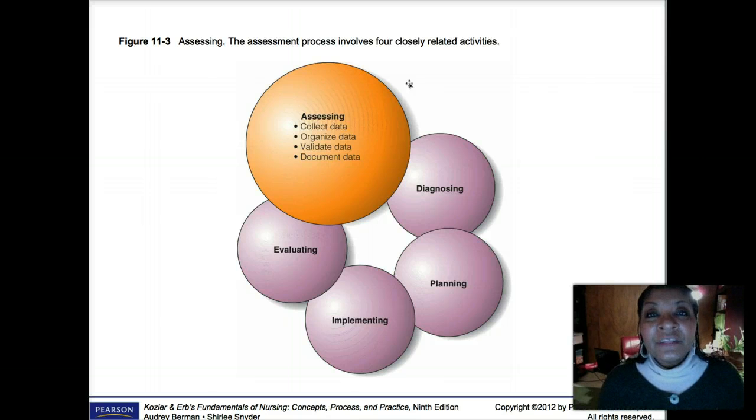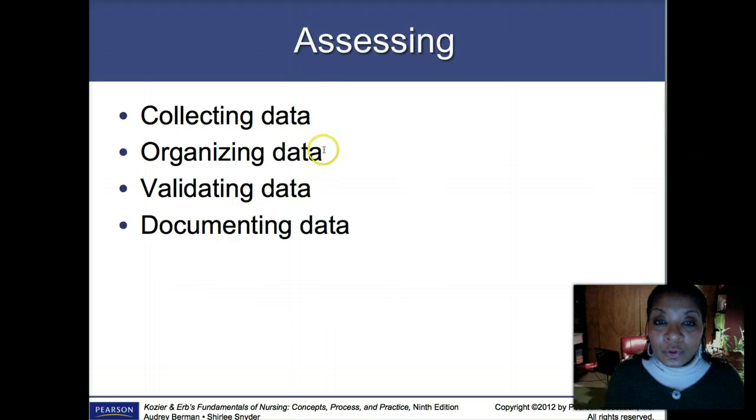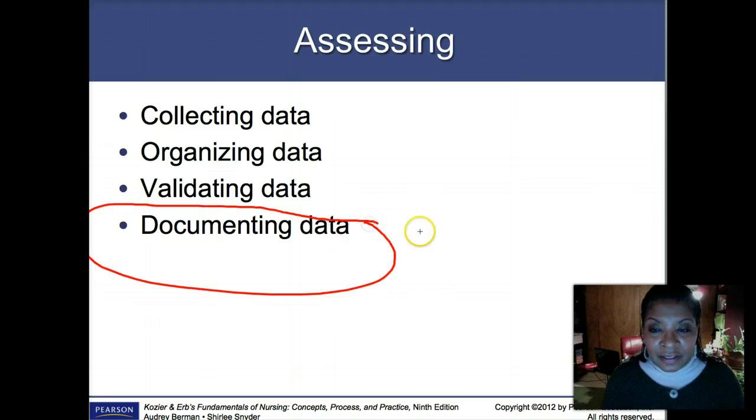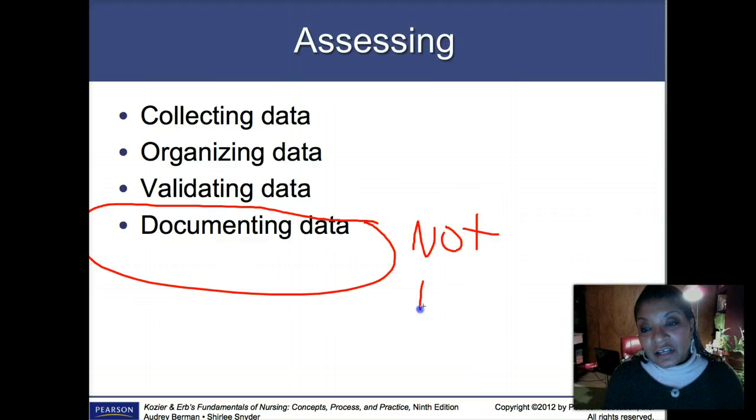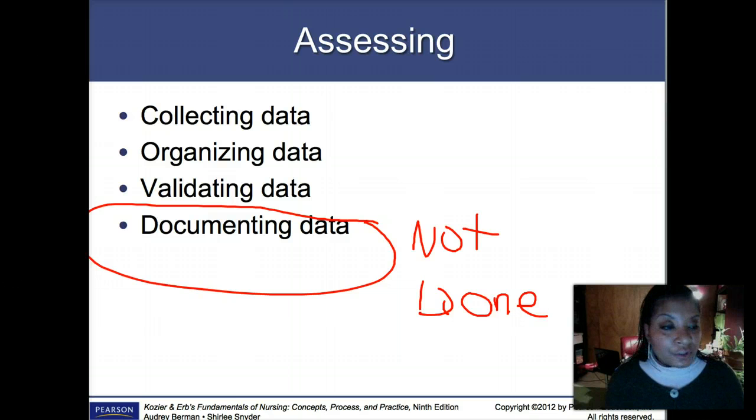So accuracy is important. Not anything will do when it comes to nursing. We have to be practitioners of excellence. You have to want excellence. It's really important to become detailed and excellent. So again, we collect, we organize, we validate, and we must document. Because remember, as I told you, if it's not documented, it's not done. So we must document everything that we do.